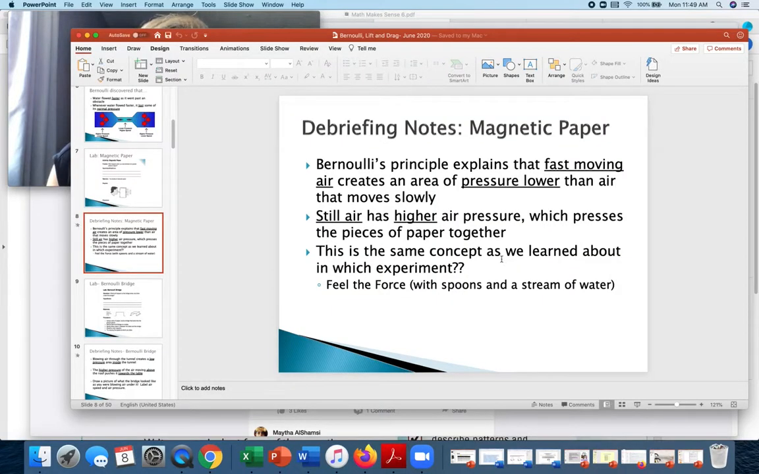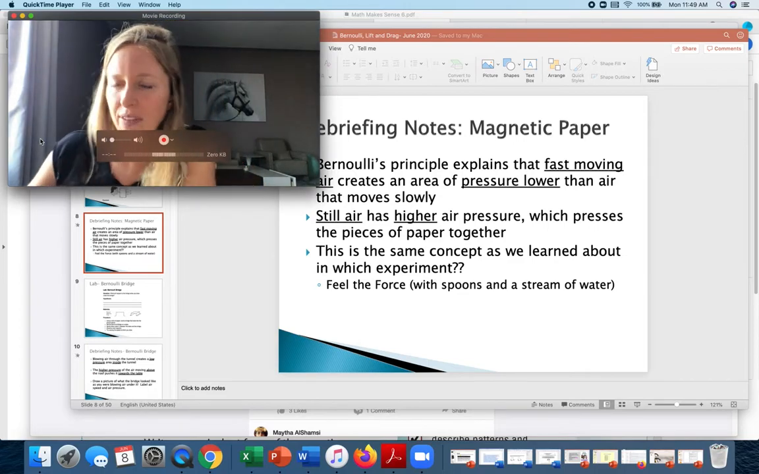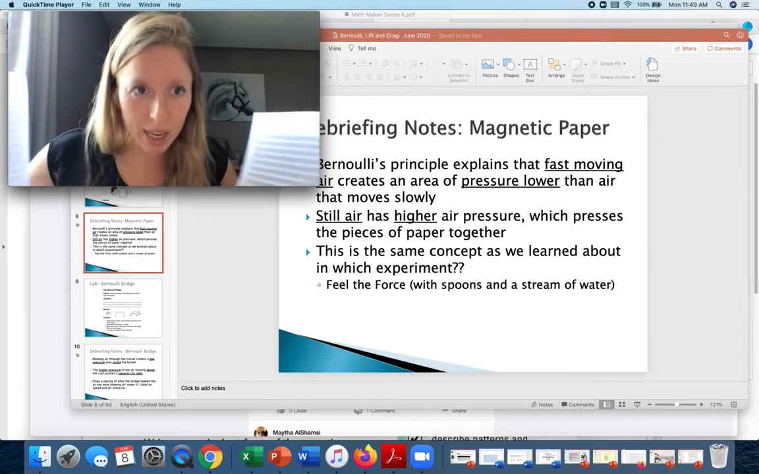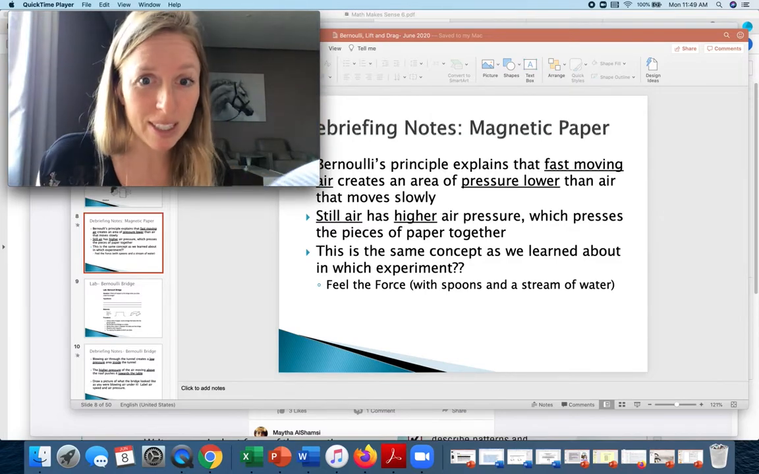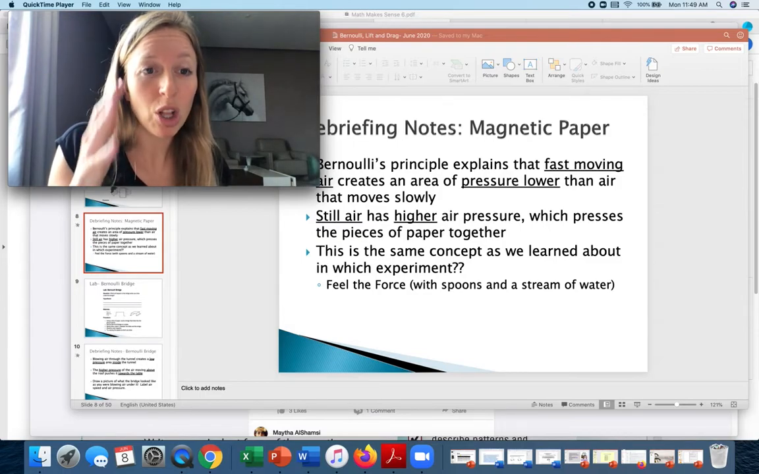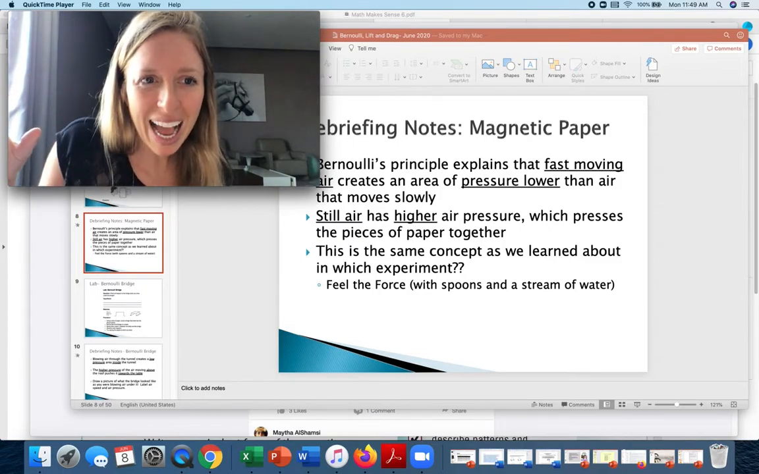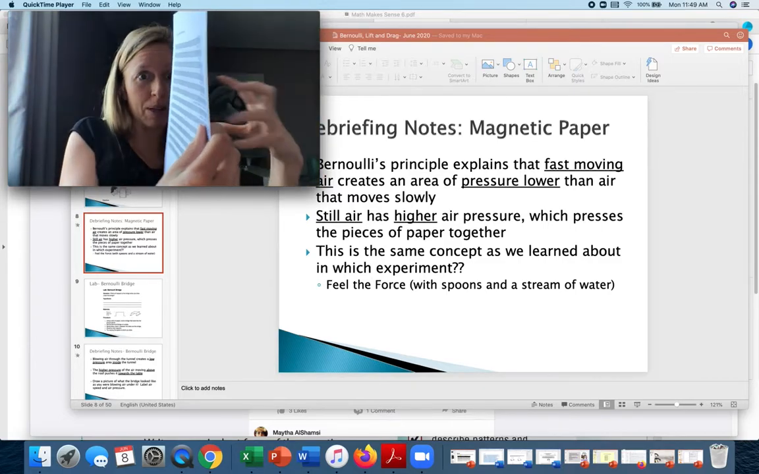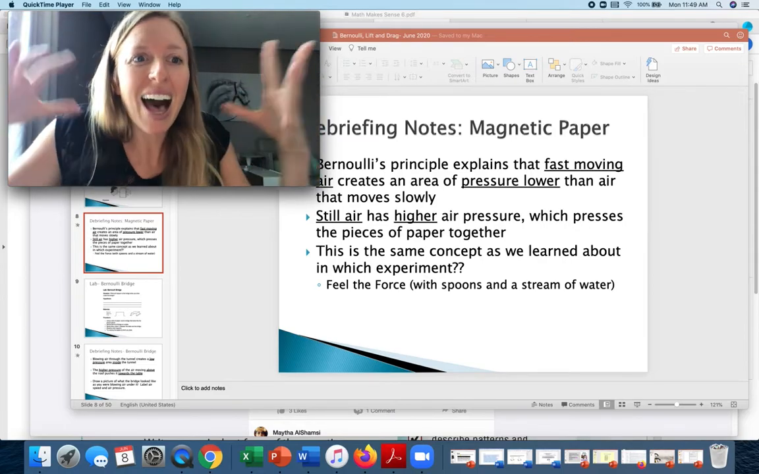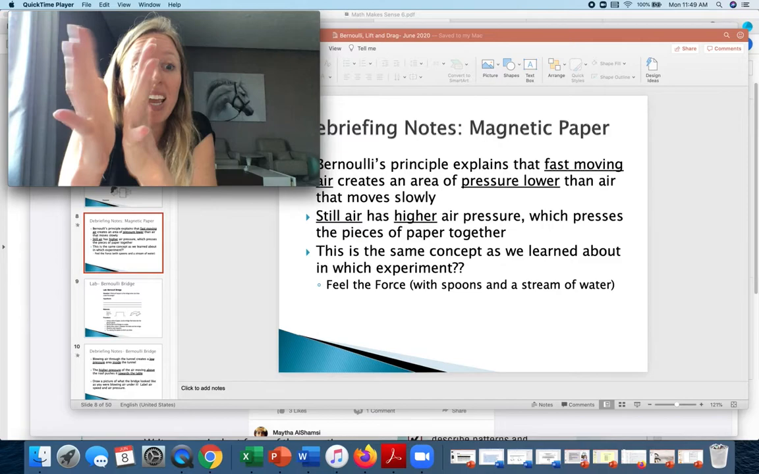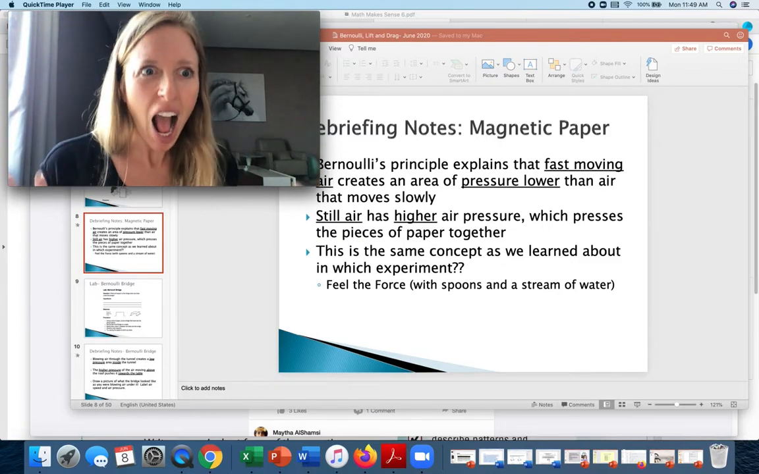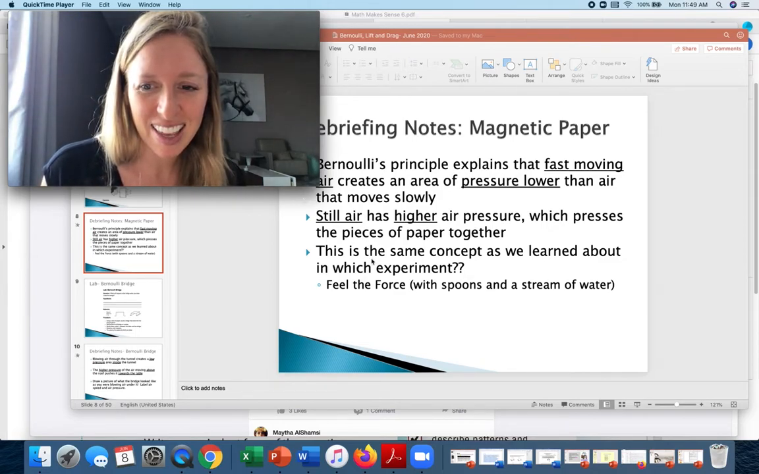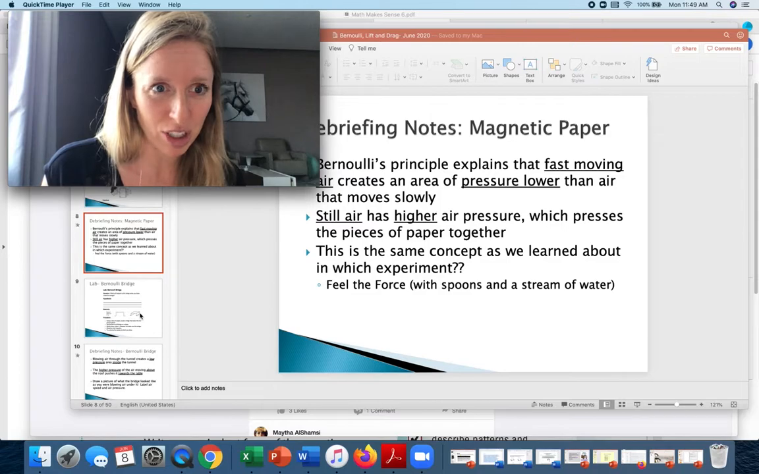So we have our pieces of paper. Where is the air moving quickly? Between. So what do we know about the air pressure between the pieces of paper? High speed equals low air pressure. So then what is actually causing the paper to press? The low air speed, which is just like the normal air outside, has high air pressure. So it's actually pushing in on the pieces of paper. So that is the first demonstration.